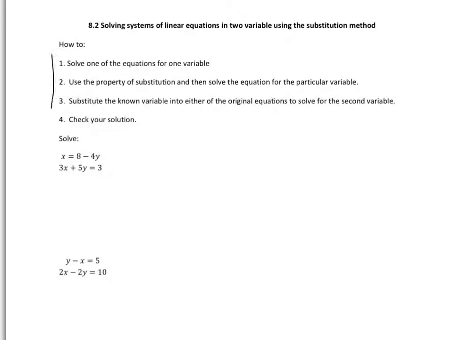And there's a little how-to right here, but I'll talk about these things in the context of the problem. So we're using the property of substitution. That is the substitution method to do this. If we look at this first one here, notice the first equation we have x equals 8 minus 4y. So now because x equals 8 minus 4y, in the second equation right here, wherever we see an x, we can write 8 minus 4y because they're equal.